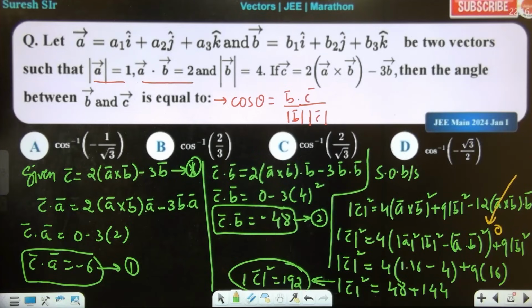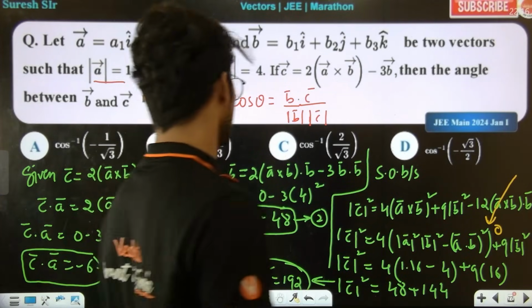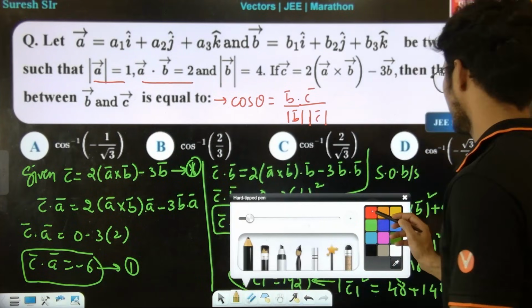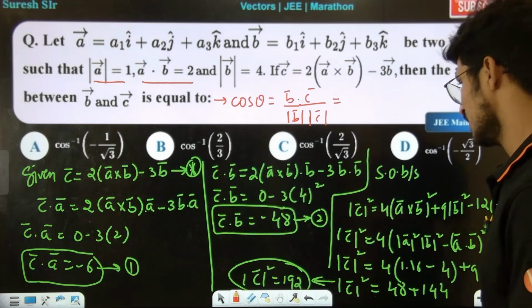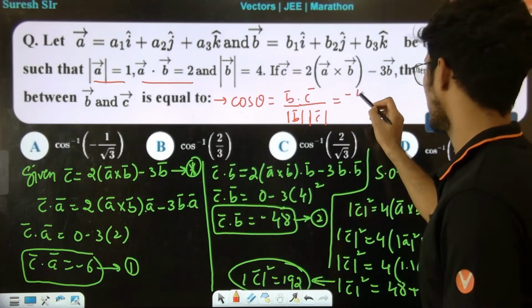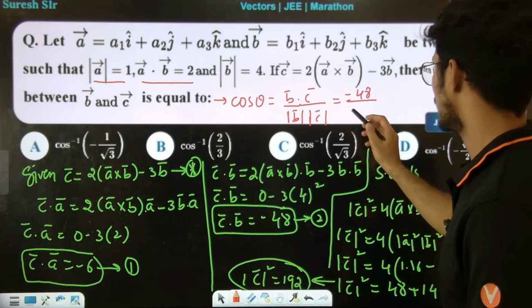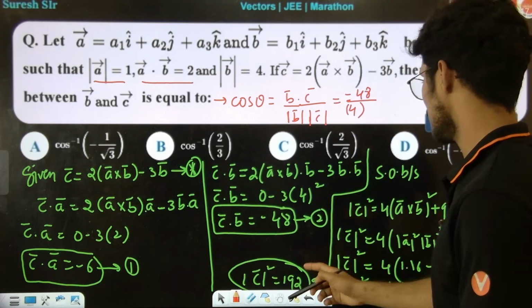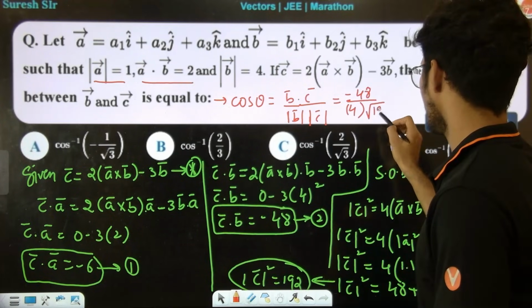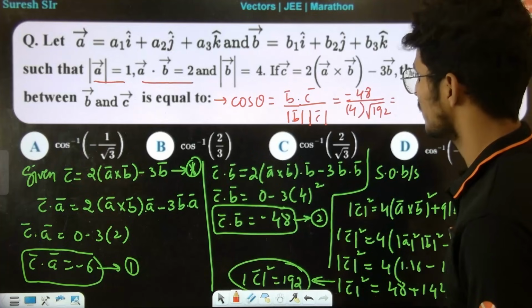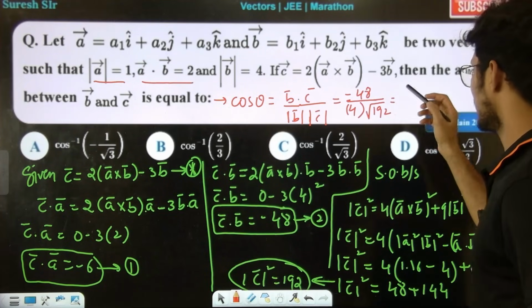Now after this, what we got now? That's it. We got B. Let me write here directly. B dot C is minus 48, sir, divided by magnitude of B, which is 4. And magnitude of C is what, sir? Square root of 192, sir. That's it. Answer 1.